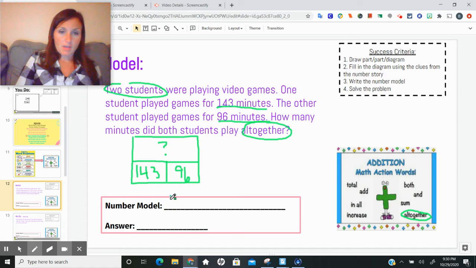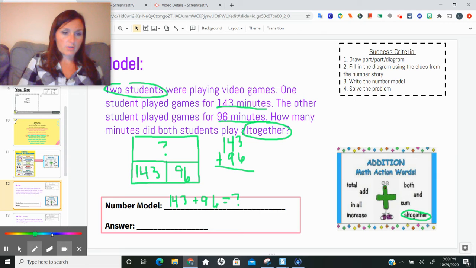So my number model is going to be 143 plus 96 equals, we're not sure. That's why I have that question mark here. So let's go ahead and solve it. I'm going to use the same ideas of what I was just doing in the computation. So I'm going to write it up and down. 143 plus 96. Again, always make sure you line it up.